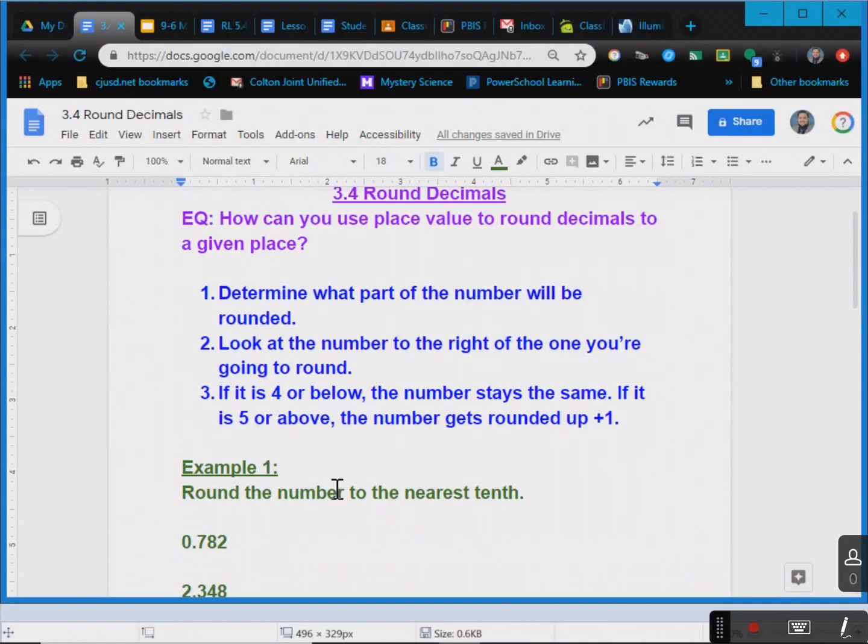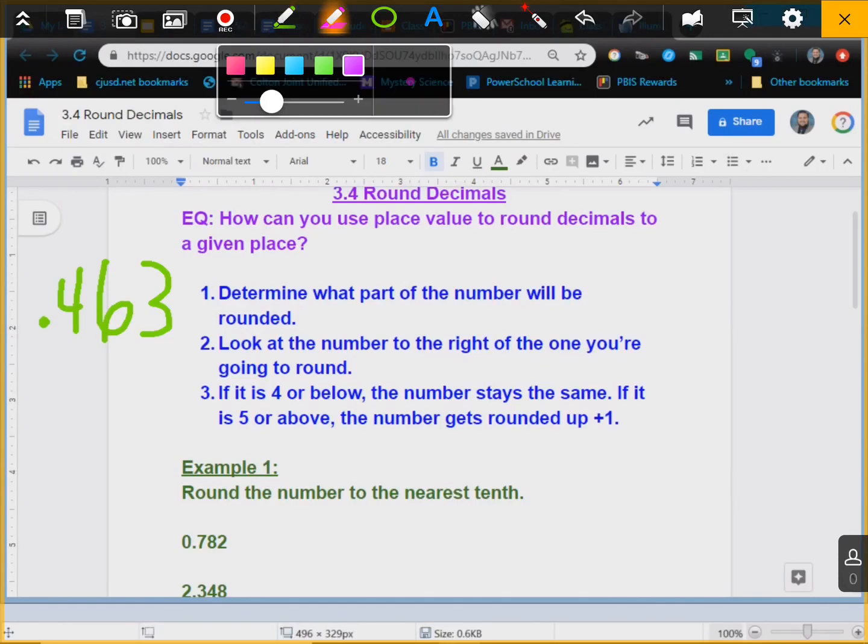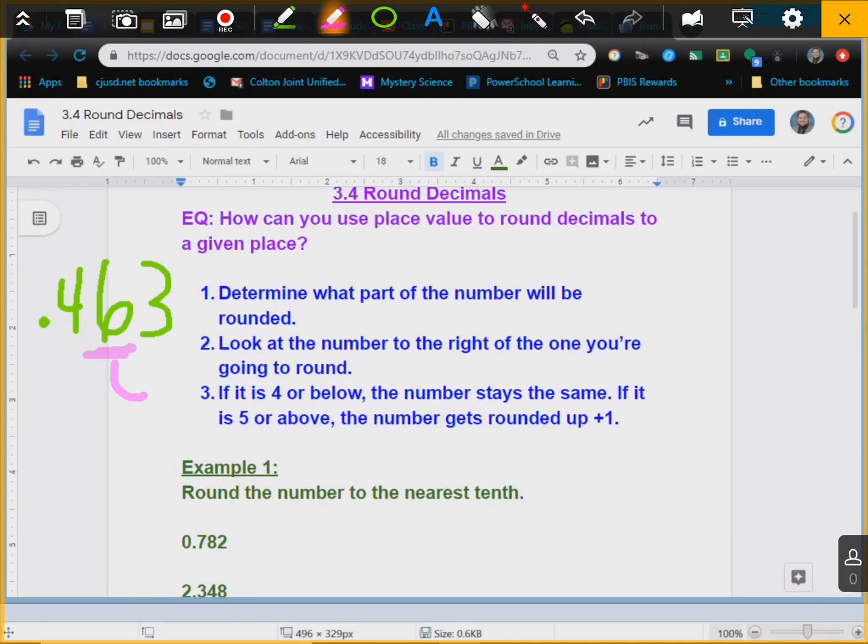Basically, it's just any number that you're going to round, you have to look at the number on the right. So like if I have, let me see if I can write something down here, 0.463. Let's say I'm trying to round to the nearest hundredths. I have to look at this number to see, does it go up or does it stay the same? So the 3 is less than 5. So it tells me that the 6 stays the same, 0.46.